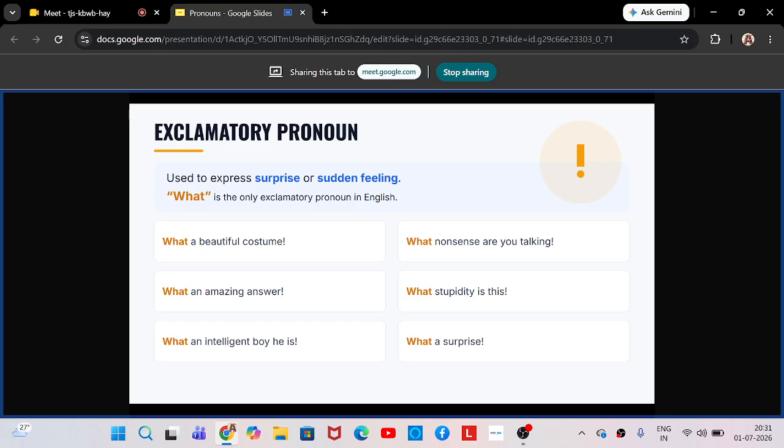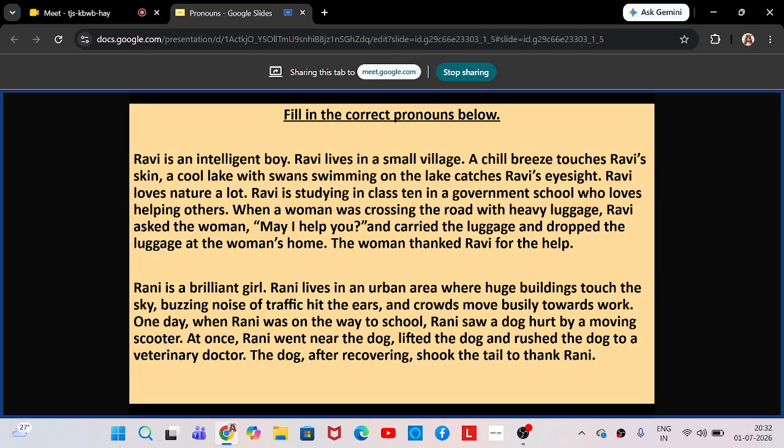Okay, so the exclamatory pronoun "what" you can use in multiple ways, to show your happiness or grief or your anger or your excitement, your irritation. To express different kinds of emotions, you can use this single exclamatory pronoun what. All right. So with this, types of pronouns are completed.